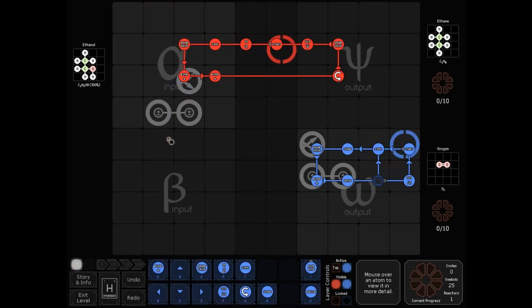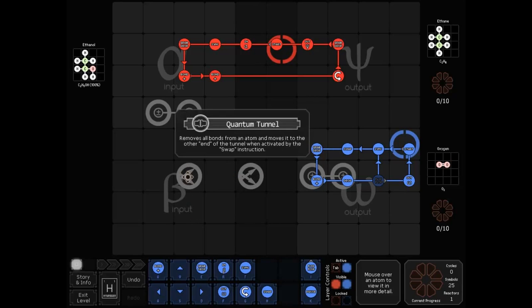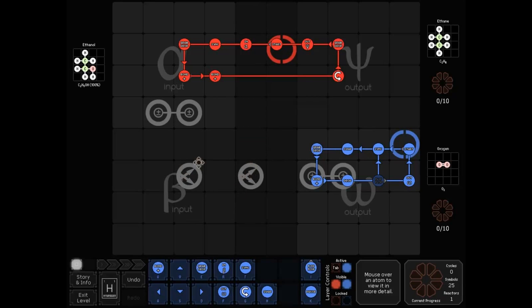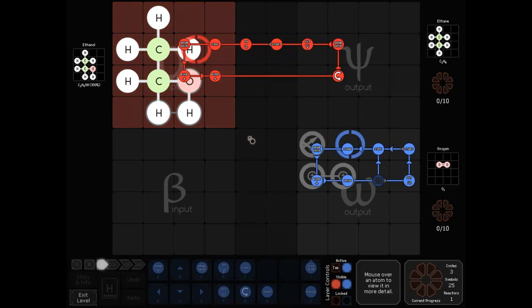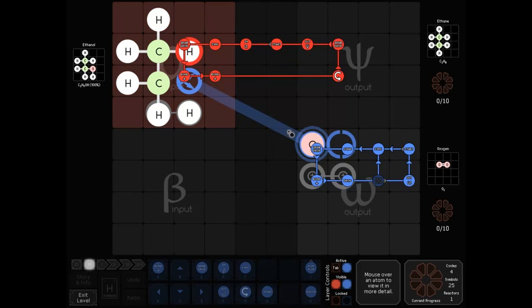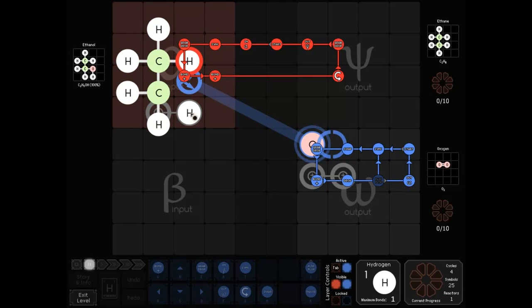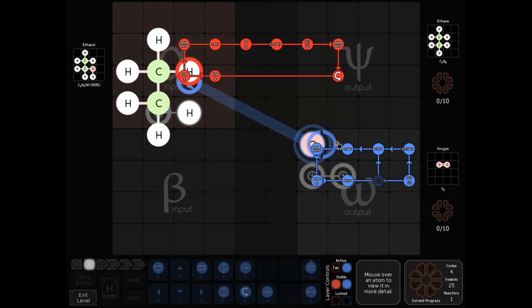Blue hit a swap. That involves these things. These are quantum tunnels. When a Waldo hits a swap command, it takes an atom that was here, instantly teleports it over here, and vice versa. So when blue hits the swap command, it takes that oxygen, instantly teleports it over here. In doing so, it also debonded it from the carbon and the hydrogen. Since red is holding on to the hydrogen here, the entire molecule moves down, except for this hydrogen, which was left unbonded.